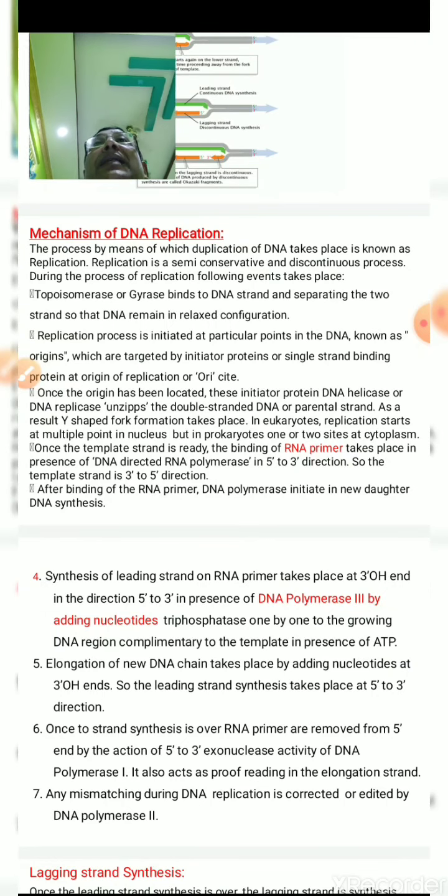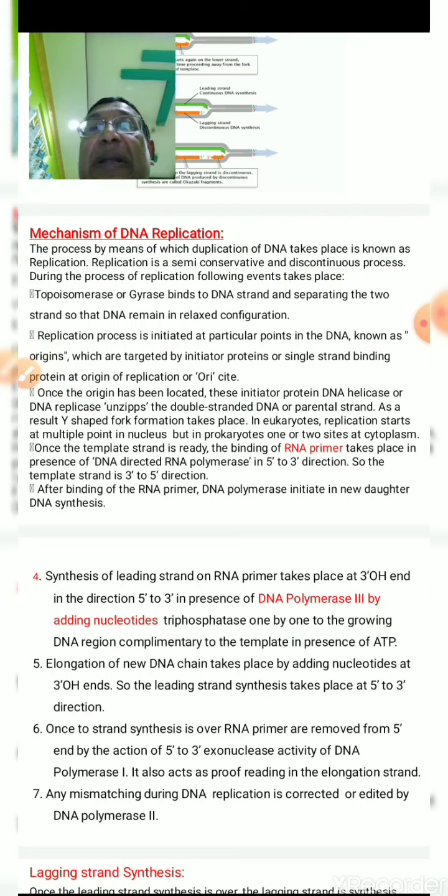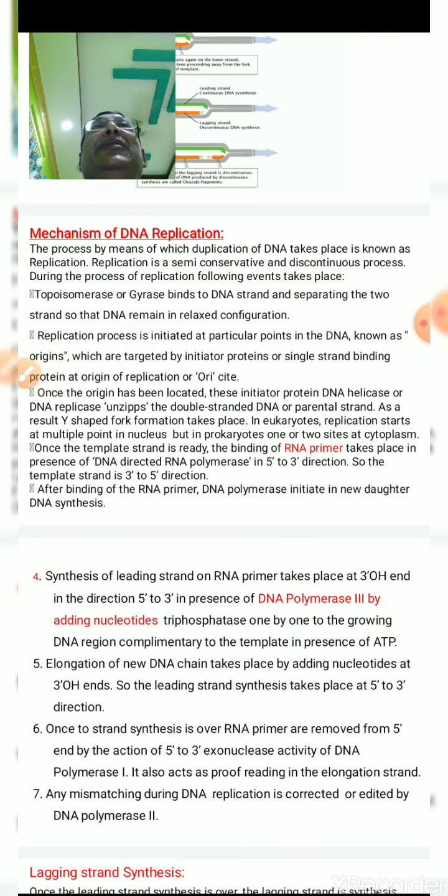The process by means of which the duplication of the DNA takes place is known as replication. Replication is a semi-conservative and discontinuous process. During the process of replication, the following events take place. Topoisomerase binds to the DNA strands and separates the two strands so that the DNA remains in a relaxed configuration. Already I have shown this in my earlier schematic view.